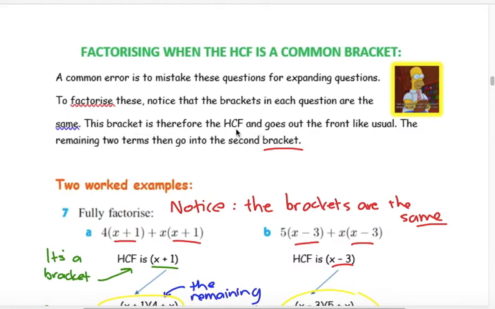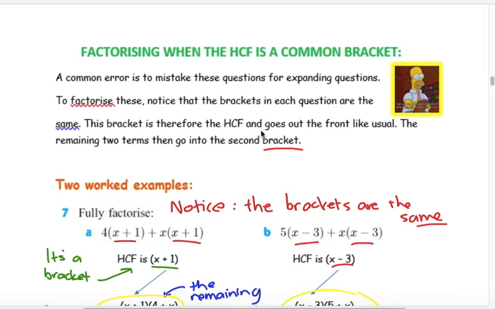This bracket is therefore the highest common factor, because this whole term you can divide by x plus 1, and this whole term you can divide by x plus 1 as well. So the highest common factor is x plus 1. And in this one, the highest common factor is x minus 3, and x minus 3 here too.